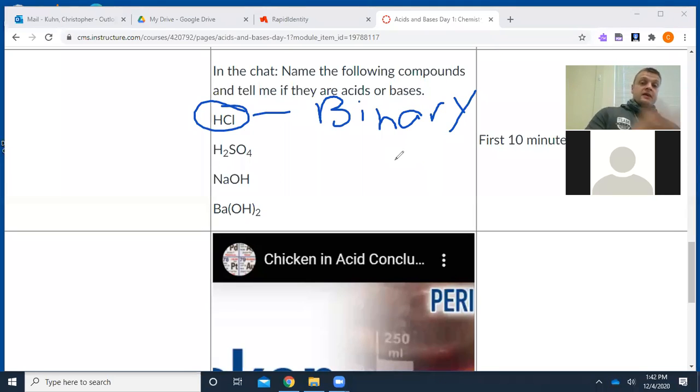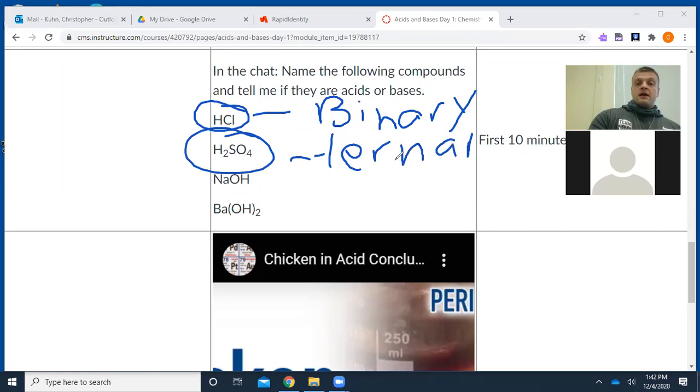Remember we talked about hydro and no hydro. If you were paying attention back then, some of you weren't even enrolled in class back then, but it is something that we went over. And then you have ternary, and all that means is it's going to be a hydrogen plus a polyatomic ion. And the rules for naming that are different.